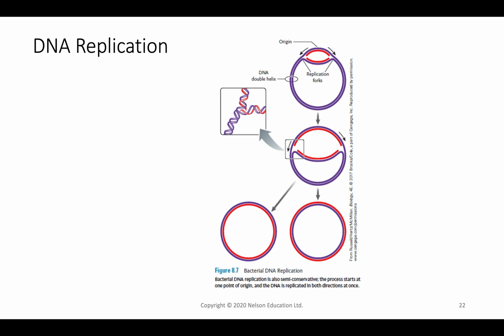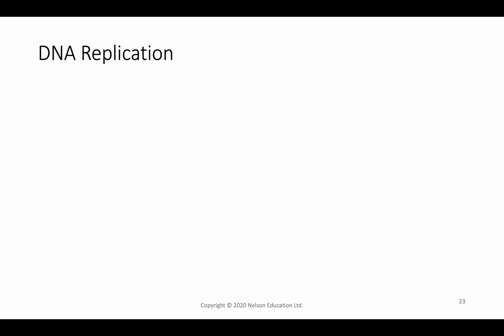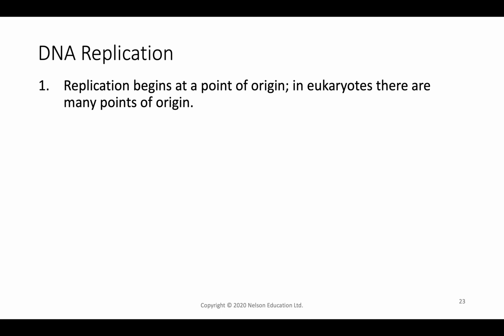Okay, this here is talking about how bacterial DNA replicates. Bacterial DNA is going to replicate by, remember it's a circle. This is going to start at one point of origin and separate out. And the DNA is going to be replicated in both directions at once until we finally end up with two full circles. So they finally just separate off into two separate sets. Replication is going to begin at a point of origin all the time. In prokaryotes, there's one point of origin. In eukaryotes, there's many points of origin.